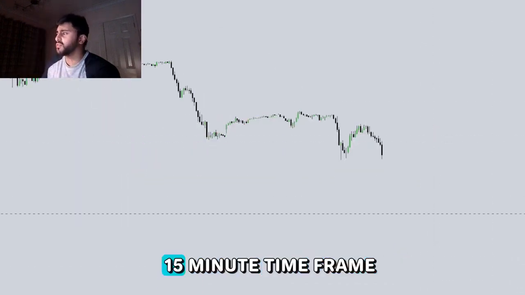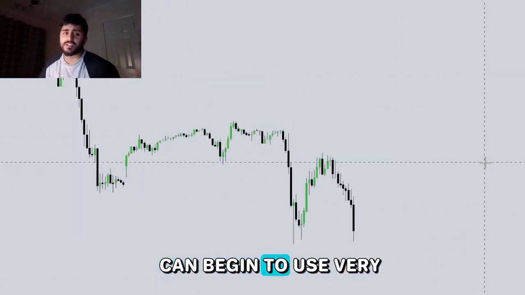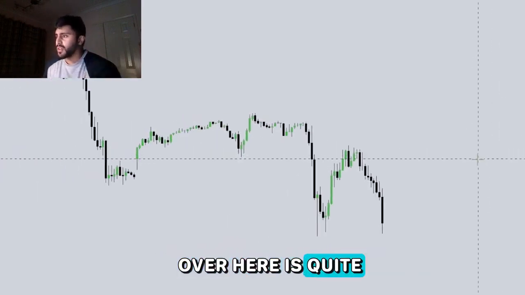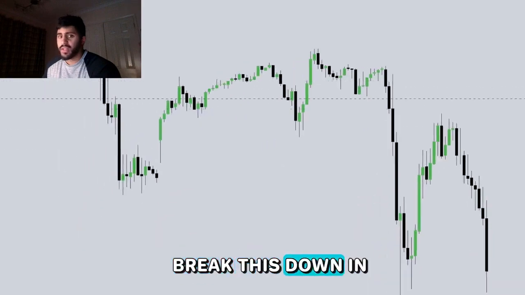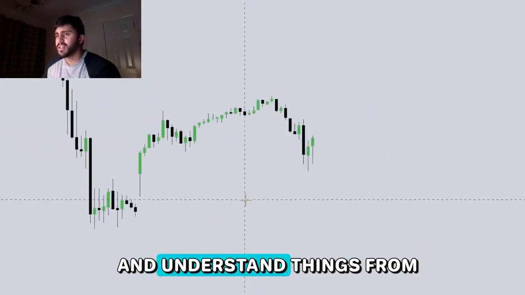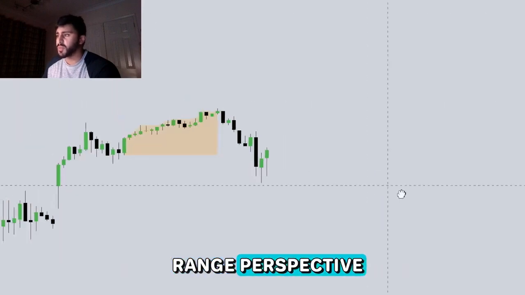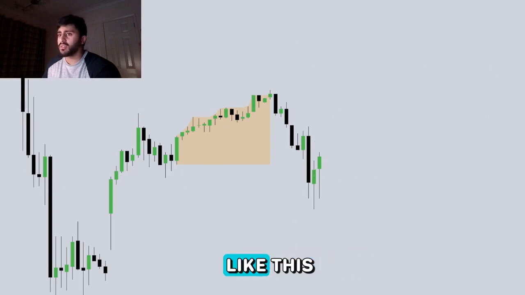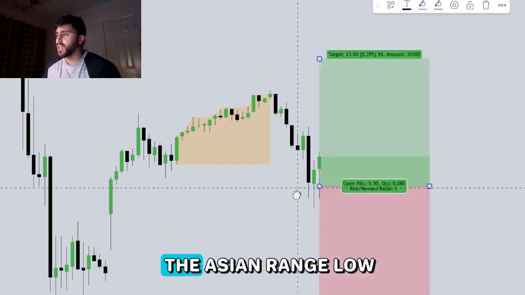Now from here, when we go to the 15-minute time frame, this is where we can begin to use very, very basic ICT concepts. What we have over here is quite interesting, right? I want traders to break this down in terms of very basic fair value gaps. So let's take things back and understand things from an Asian session range perspective. Now, we've taken out the Asian range low like this. So price has given us a sweep of the Asian range low.